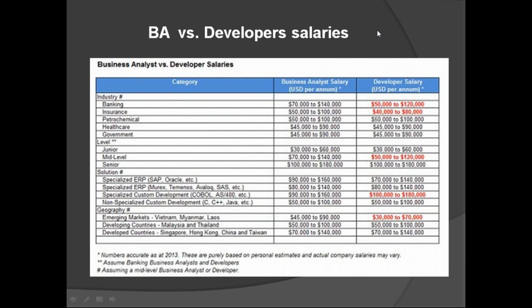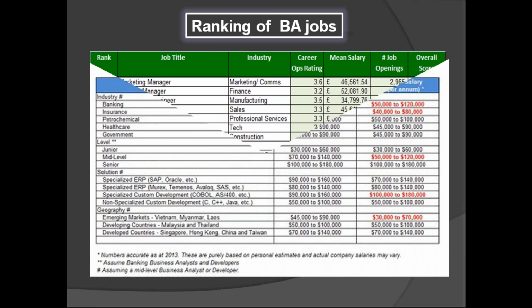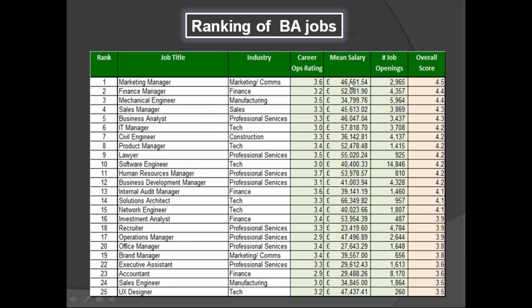Okay? So this slide explains the ranking of BA jobs. Out of the 25 international jobs, the BA is standing in the 5th best position in professional services with career opts rating as 3.3 and overall score as 4.3. The first place goes to marketing manager with career opts 3.6 and overall score as 4.5. These are the 25 international best jobs.